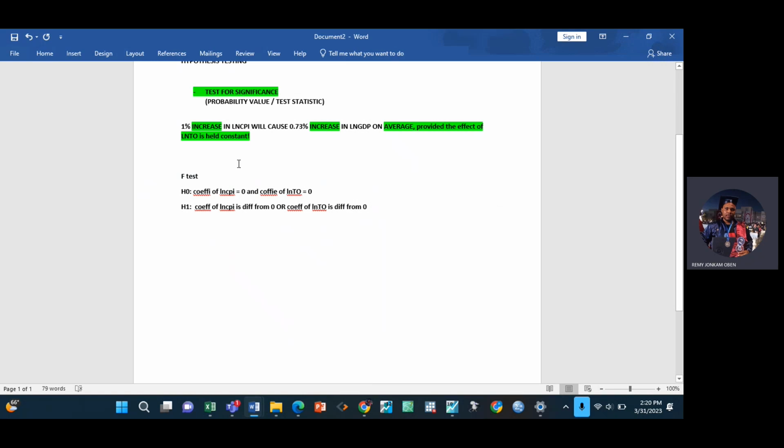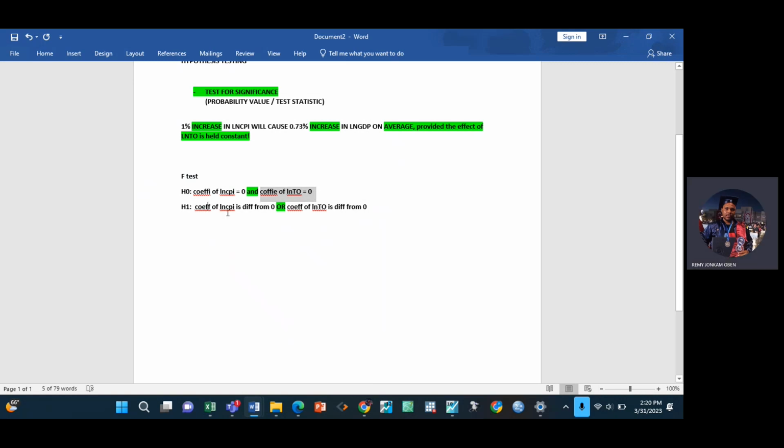Look at something. Please take note of the wordings. Here is and, here is or. With the F test, in the null hypothesis, we use and. In the alternative, we use or. Here, coefficient is equal to 0, and coefficient is equal to 0. So it means both of them must be insignificant. This is insignificant and that is insignificant.